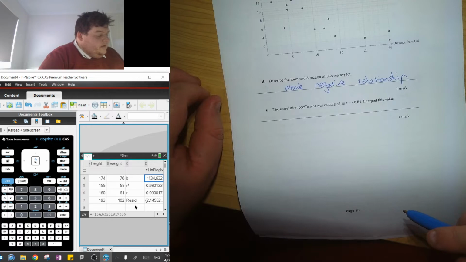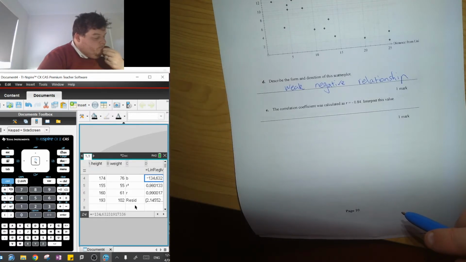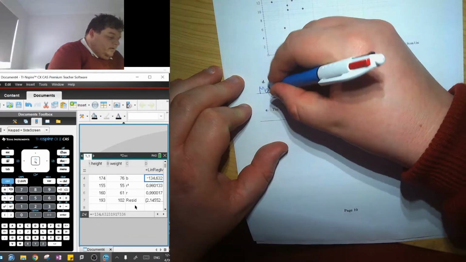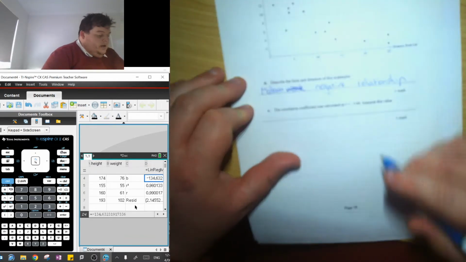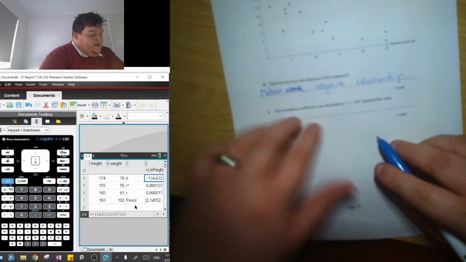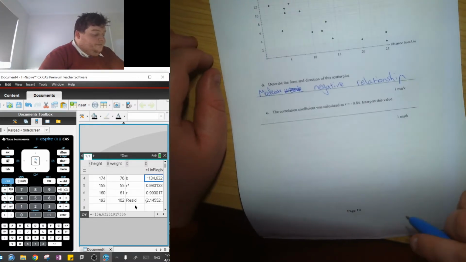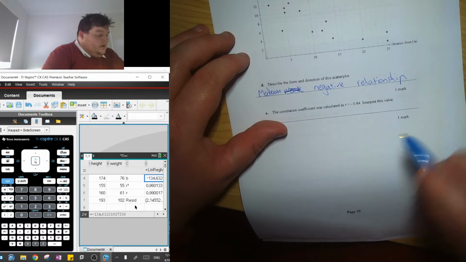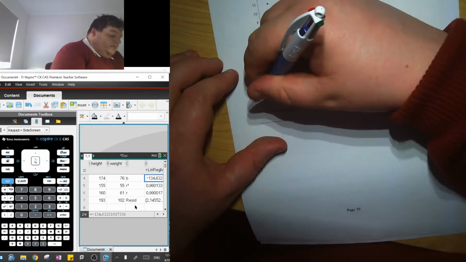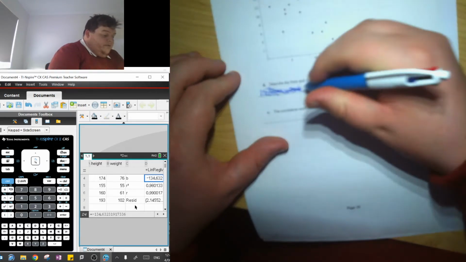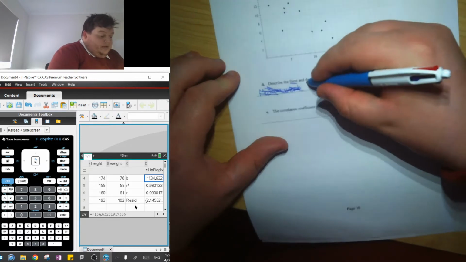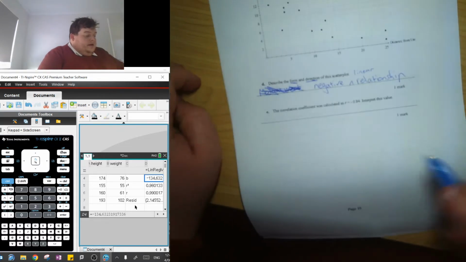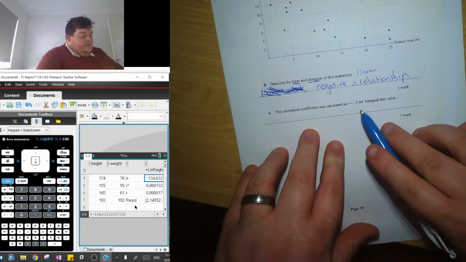Well, it's probably moderate. Weak might be a bit harsh. I'll say moderate. Correlation coefficient is calculated at minus 0.84. This is form and direction. My goodness, apologies. Scrap that. Form talks about linear or non-linear, and direction is linear, so this would be a negative linear relationship. And then the correlation coefficient is decided as 0.84.